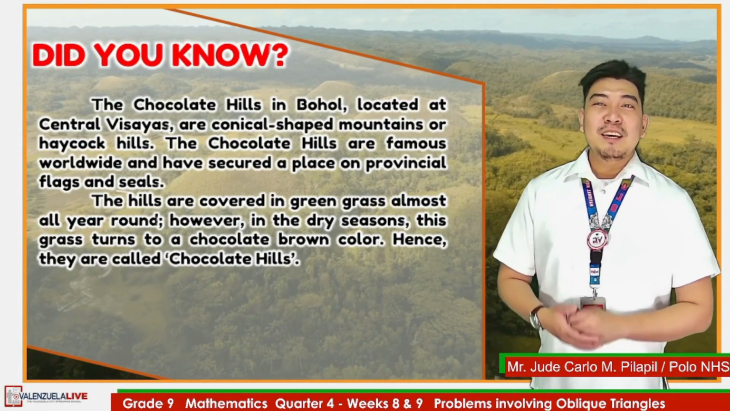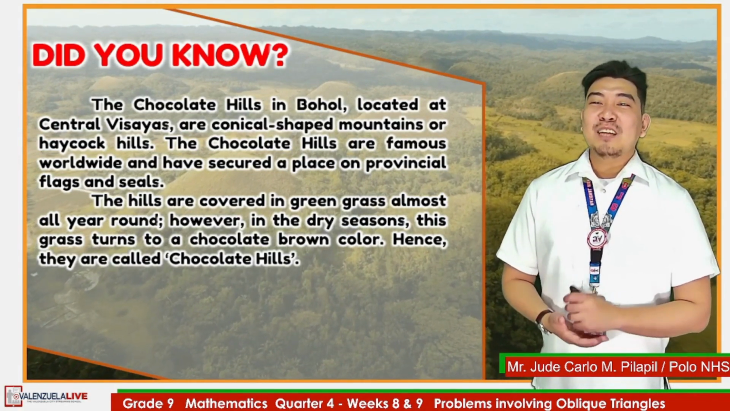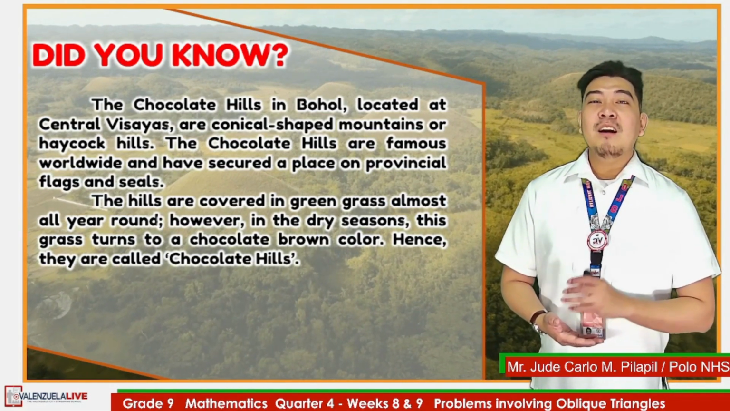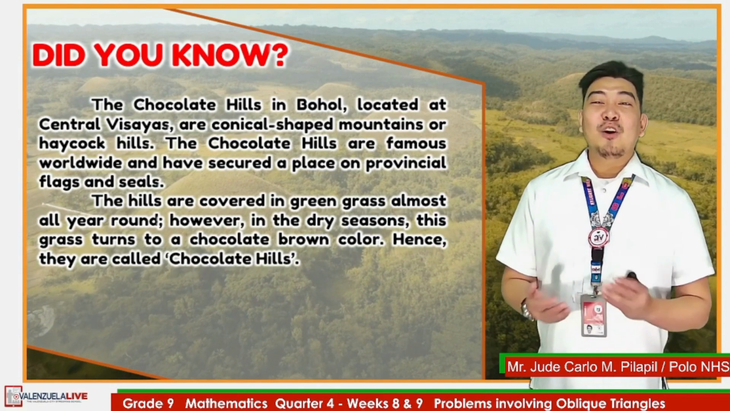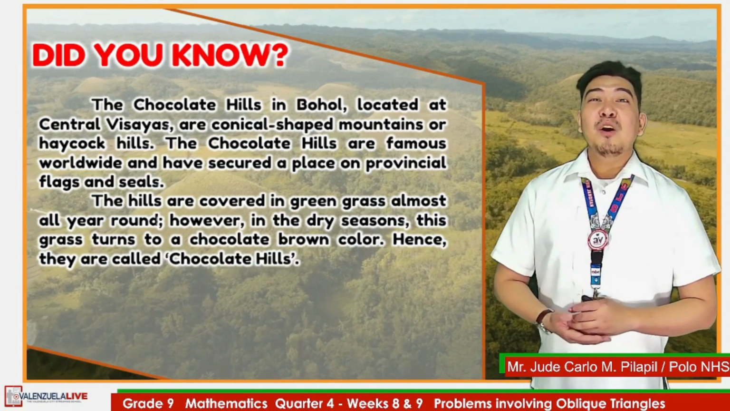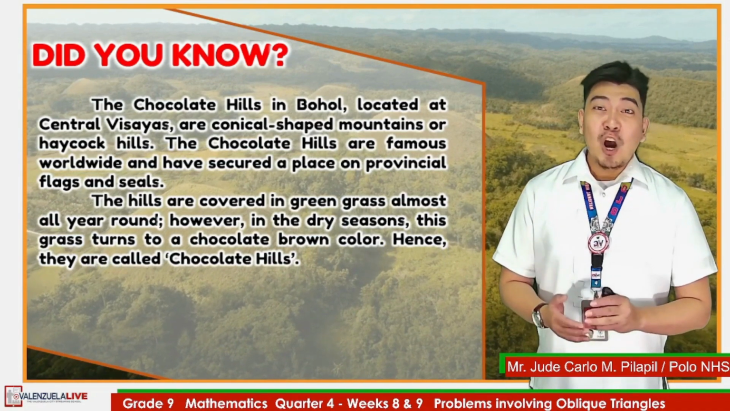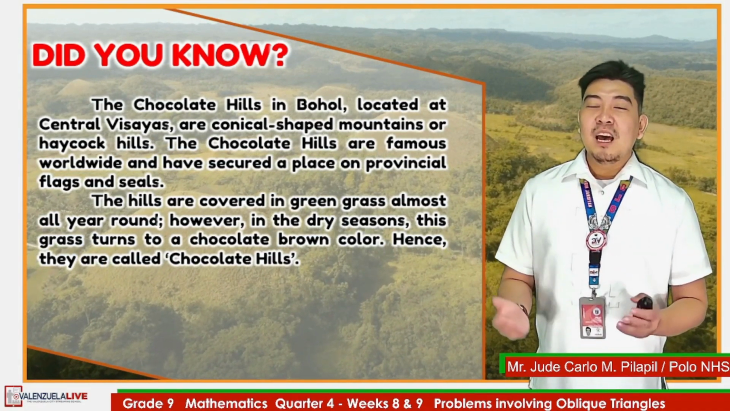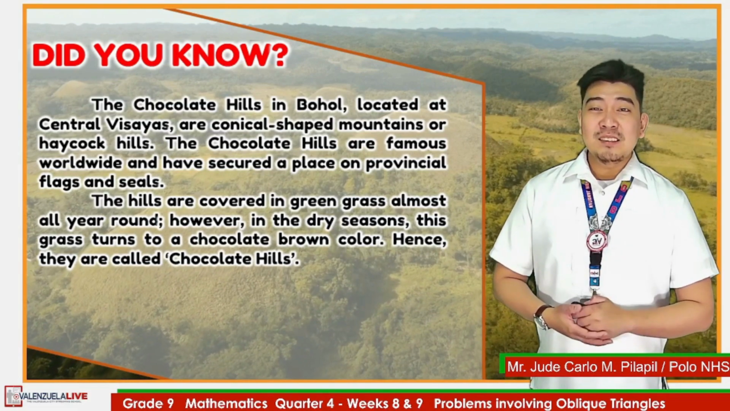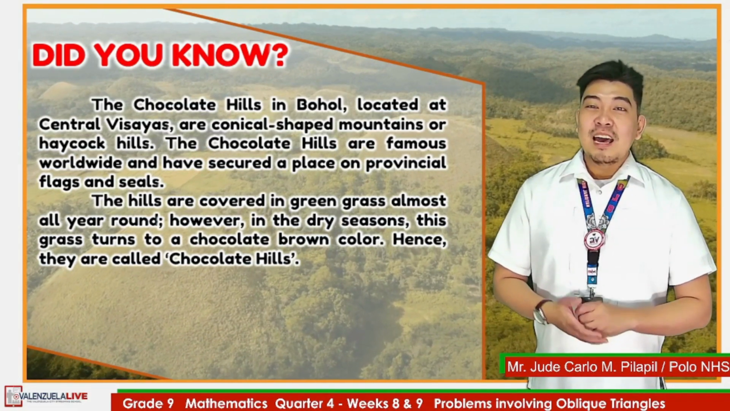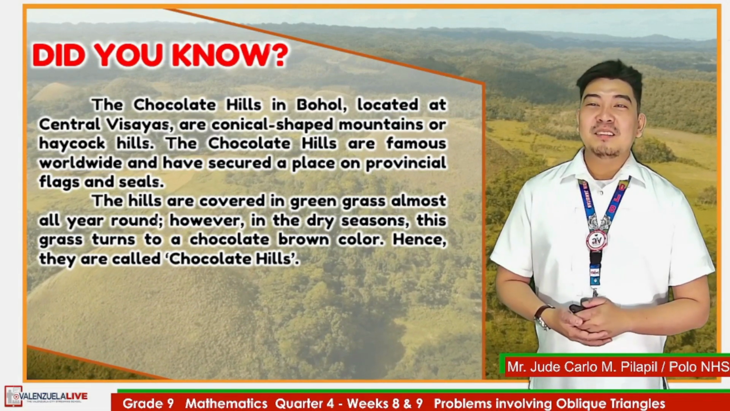The chocolate hills in Bohol, located at Central Visayas, are conical-shaped mountains or haycock hills. The chocolate hills are famous worldwide. The hills are covered in green grass almost all year round. However, in the dry seasons, this grass turns to a chocolate brown color, hence they are called chocolate hills.